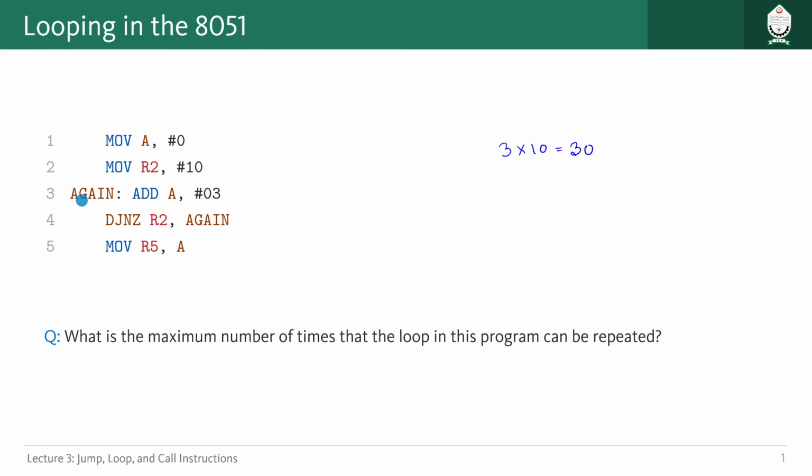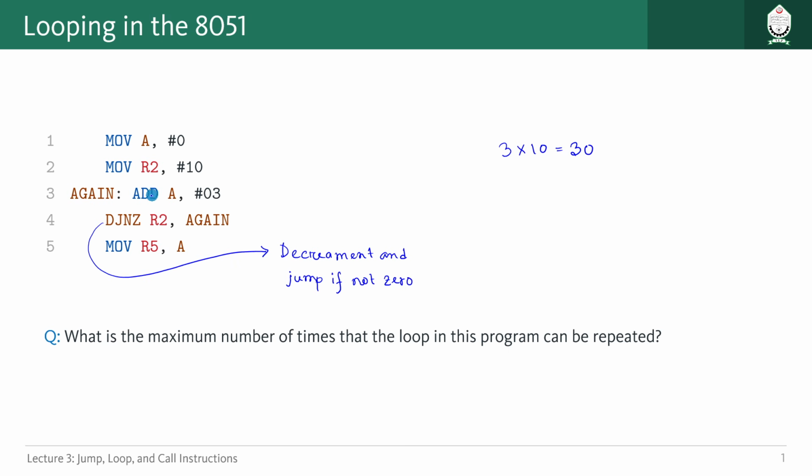For example, if we talk about this particular instruction here, DJNZ, this basically means decrement and jump if not 0. This is what DJNZ means.